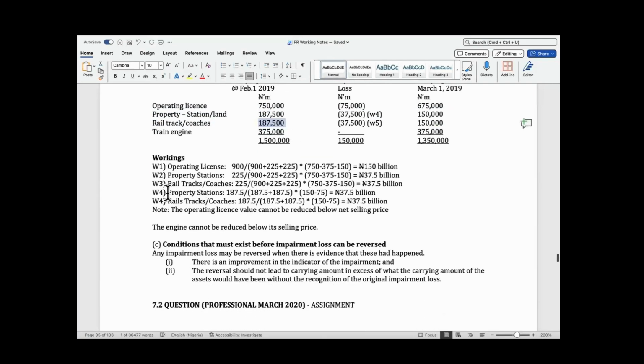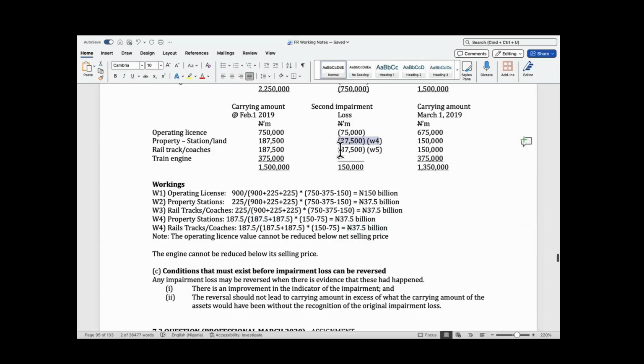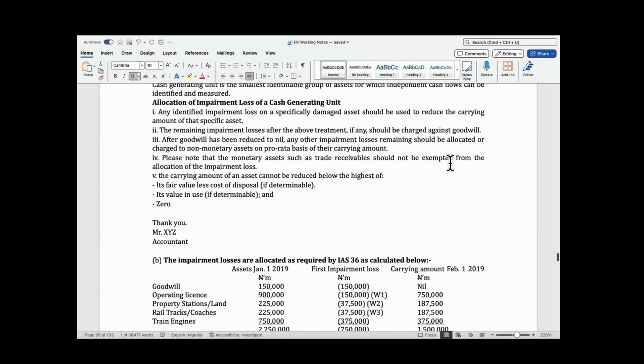And that's the workings I showed here. 187.5 over 187.5 plus 187.5, multiplied by 75. It gives 37.5, 37.5, which I extended here. Okay, so when I take away the impairment loss from their old carrying amount, it gives me these new values. Then I put it down. And that's the end of this question.